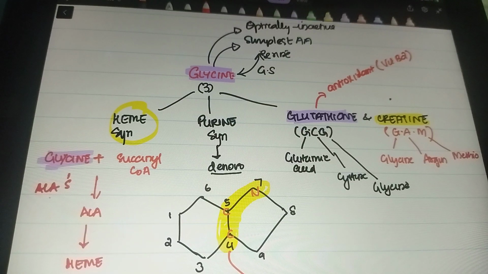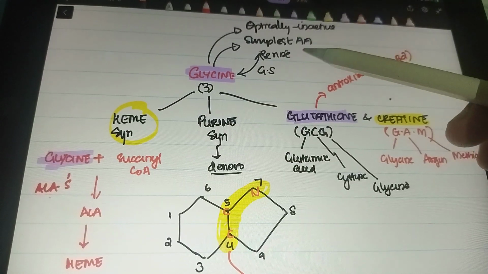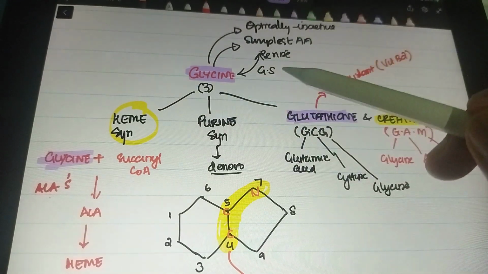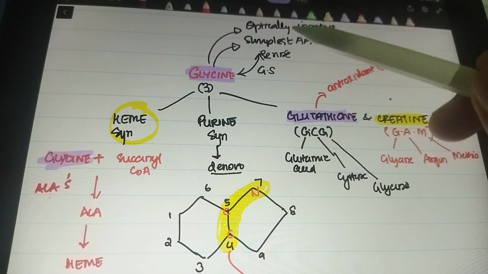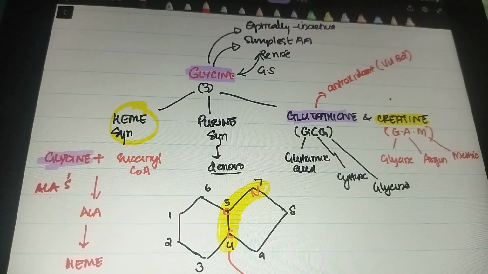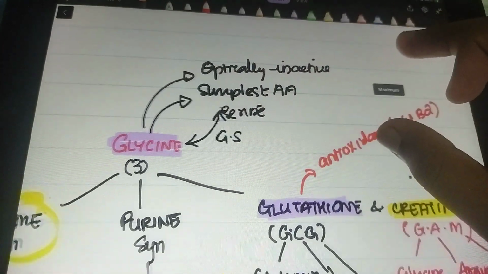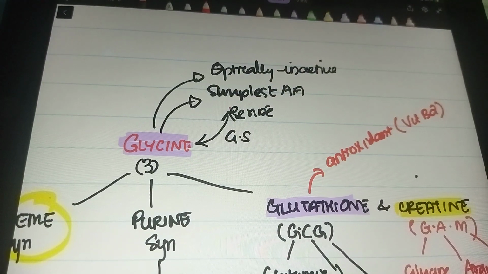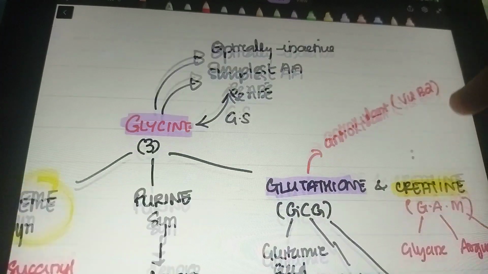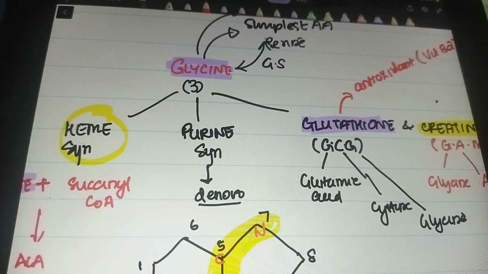Simplest non-essential amino acid in the sense that it can be made from serine. From the serine, glycine can be formed using glycine synthase. From the glycine synthase, serine will be converted to glycine. So that's why glycine is the simplest amino acid. Second, it's optically inactive. Optically inactive means there are no optical isomers for it. It can't deflect the light. Optical structures are not there for it. So glycine is optically inactive.